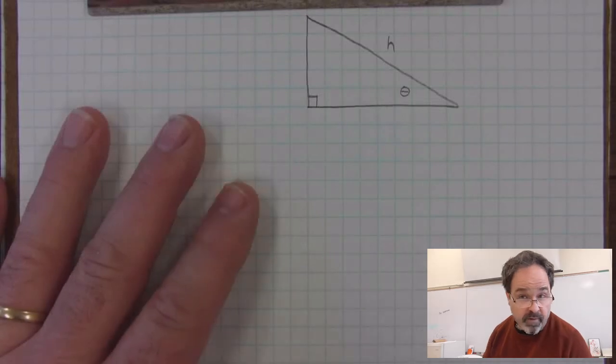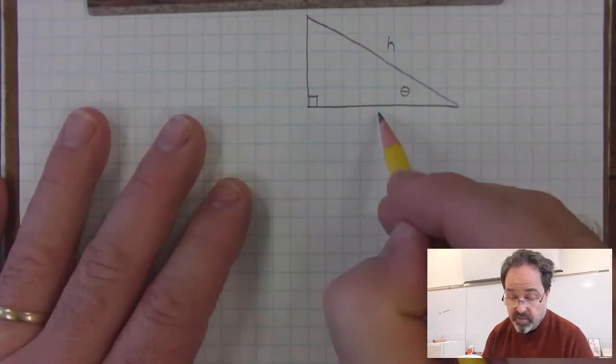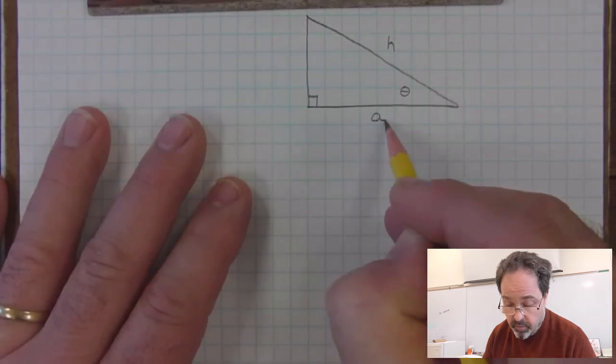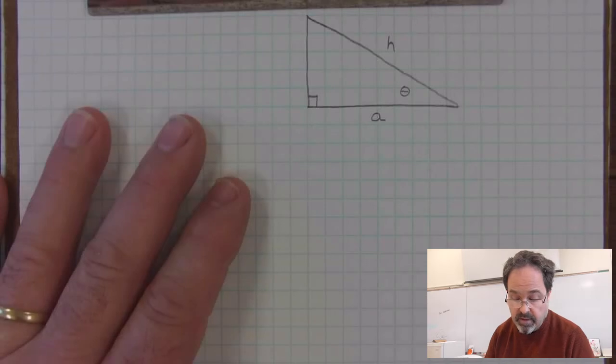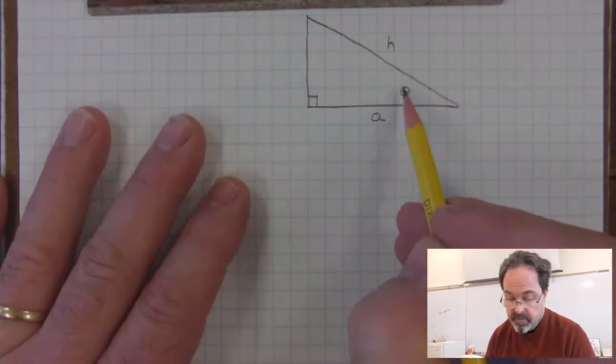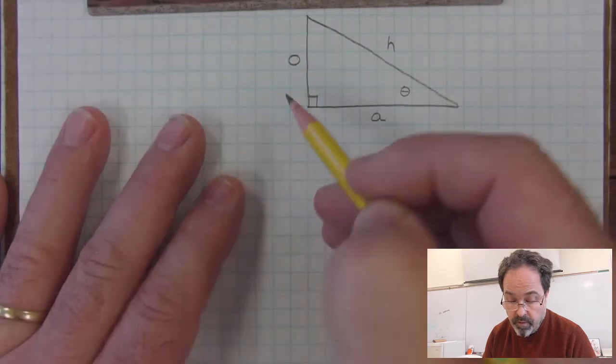There are two sides that are next to theta, but since one of them is the hypotenuse, it's the other that we're going to call adjacent. I'll label it A for adjacent. The side opposite theta, I'm going to label with an O.